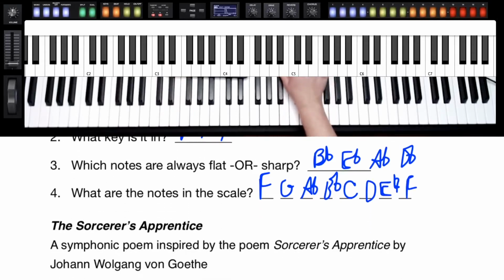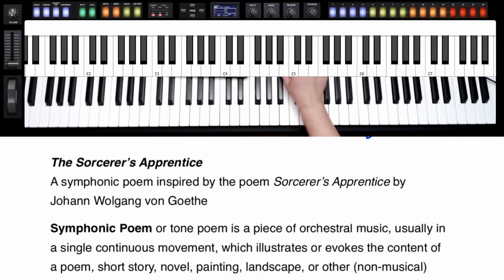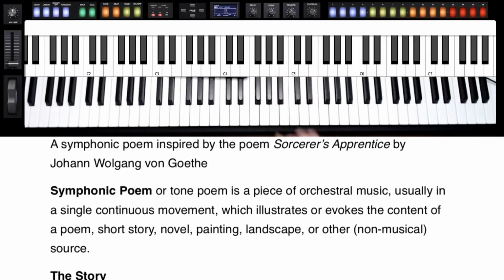Alright, like last week, we are doing another symphonic tone poem. So the Sorcerer's Apprentice is a symphonic poem inspired by the poem Sorcerer's Apprentice by Johann Wolfgang von Goethe. A symphonic poem or tone poem is a piece of orchestral music, usually in a single continuous movement, which illustrates or evokes the content of a poem, short story, novel, painting, landscape, or other non-musical source.